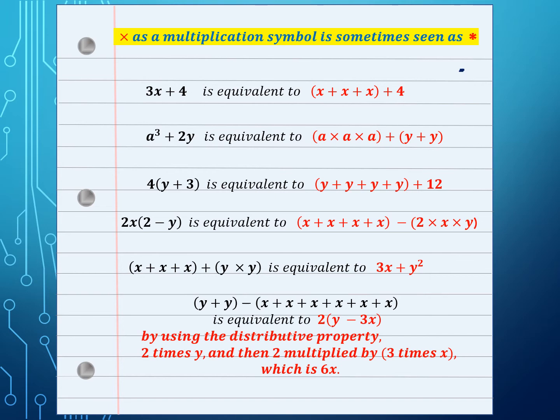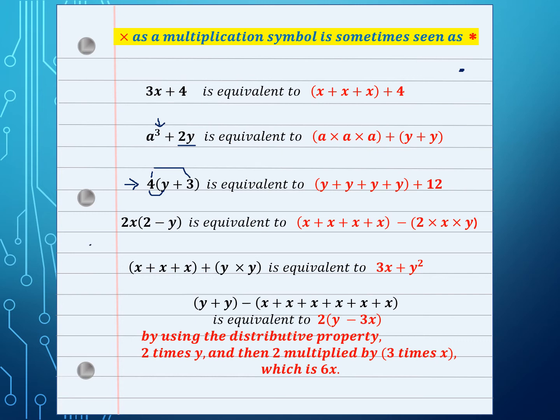Now let's look at a cubed. Remember what that exponent means? It's going to tell you to multiply. So a cubed plus 2y is equivalent to a times itself 3 times, a times a times a, plus that number in front of the y says 2 times y, so that's the same thing as y plus y. Remember that multiplication is repeated addition. Now let's do that distributive property. 4 times the quantity of y plus 3 is equivalent to 4 y's, 4 times y, so that's y plus y plus y plus y, plus the 4 times the 3, which is 12.